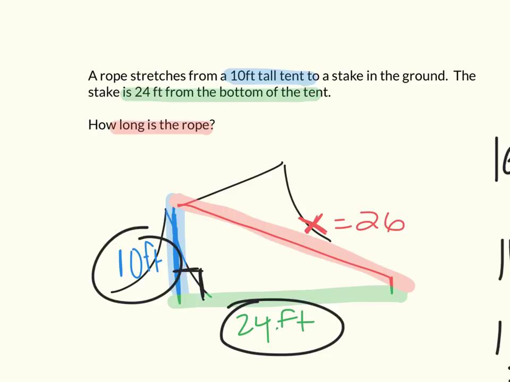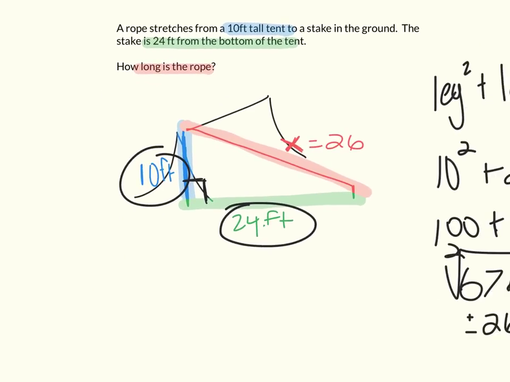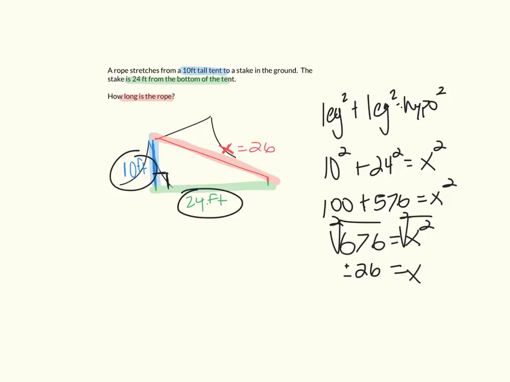But I'm not done. Because my question is a sentence, my answer needs to be a sentence. Here we go. The rope is 26 feet long. And now I'm done with the problem. Good work, guys. Let's keep going.